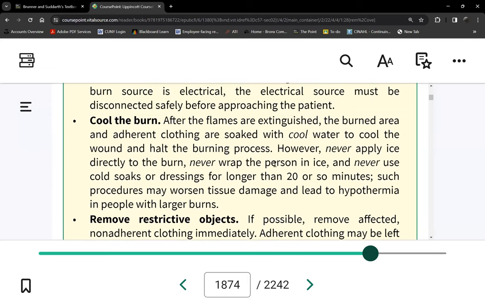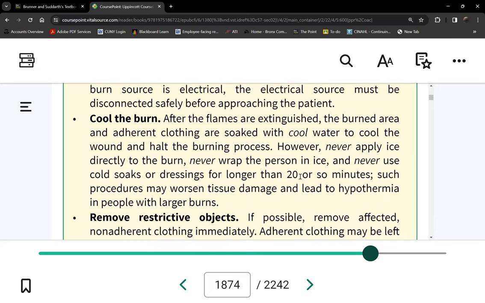Cool the burn. Does it say ice the burn? So do we use ice? No. Do not use ice. Because is there already vascular damage here? Is there circulation compromise? Yes. So if you put ice, what will happen? Further vasoconstriction. So only cool the burn. So this is both for extinguishing the heat and also to relieve pain. Okay.